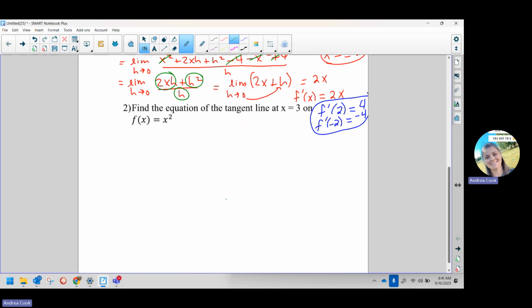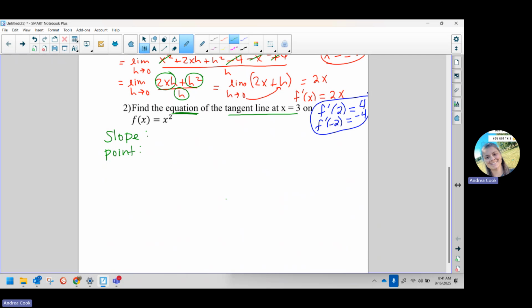All right. Find the equation of the tangent line at x equals 3. So if I want to write the equation of a line, what are 2 pieces of information that I need? What do you need to write the equation of a line? Slope and a point. So we need to find the slope and we need to find the point. Those are 2 pieces of information we always need to write the equation of the line.